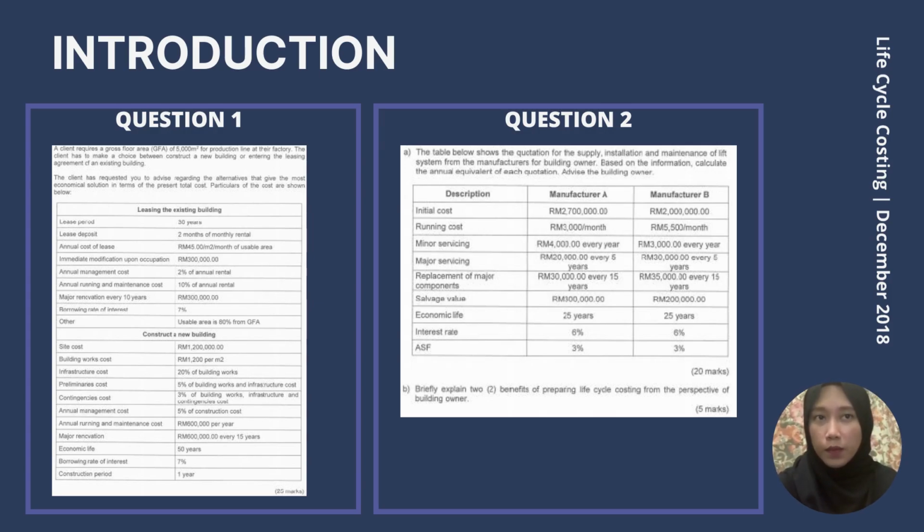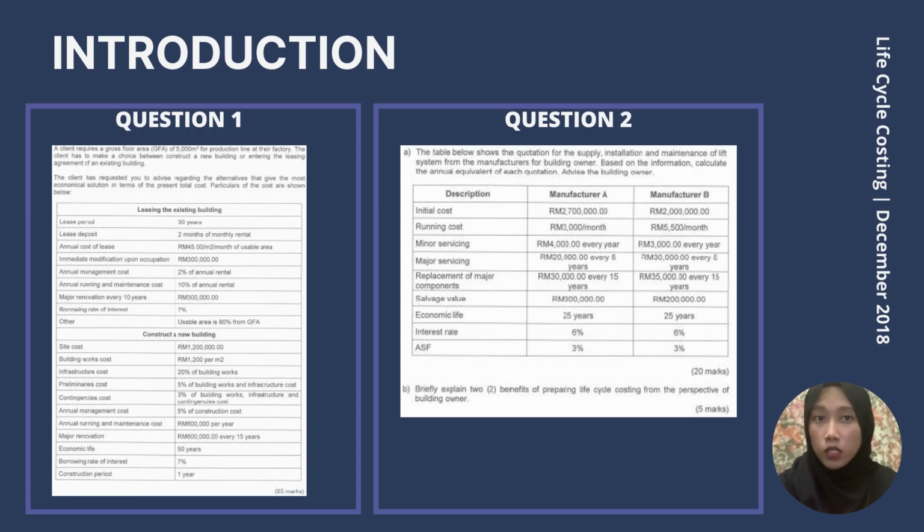Our group will be presenting the calculation of life cycle costing on the past SEM question, December 2018. It consists of two questions, question 1 and 2. For question 1, the client has requested you to advise regarding the alternative that gives the most economical solution in terms of the present total cost.